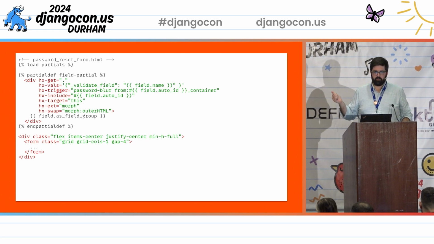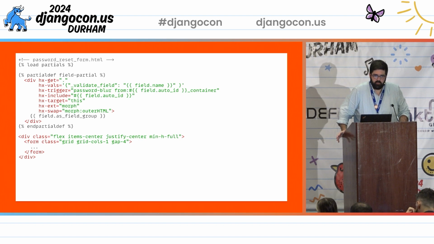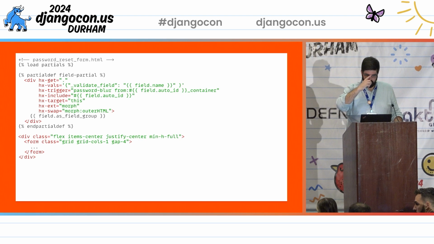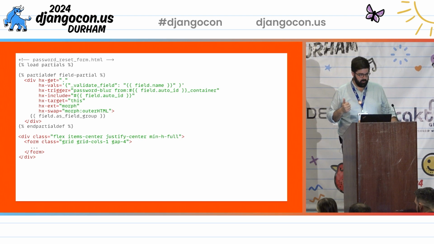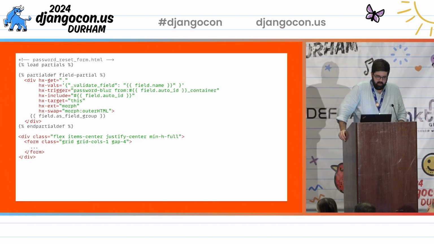Well, first up, we need to pop those field groups out as a template partial because we're going to do some inline validation. So we're going to load our Django template partials. We're going to define the field partial up there. And if you've never used HTMX, this is a lot of attributes, but it's pretty easy to follow.